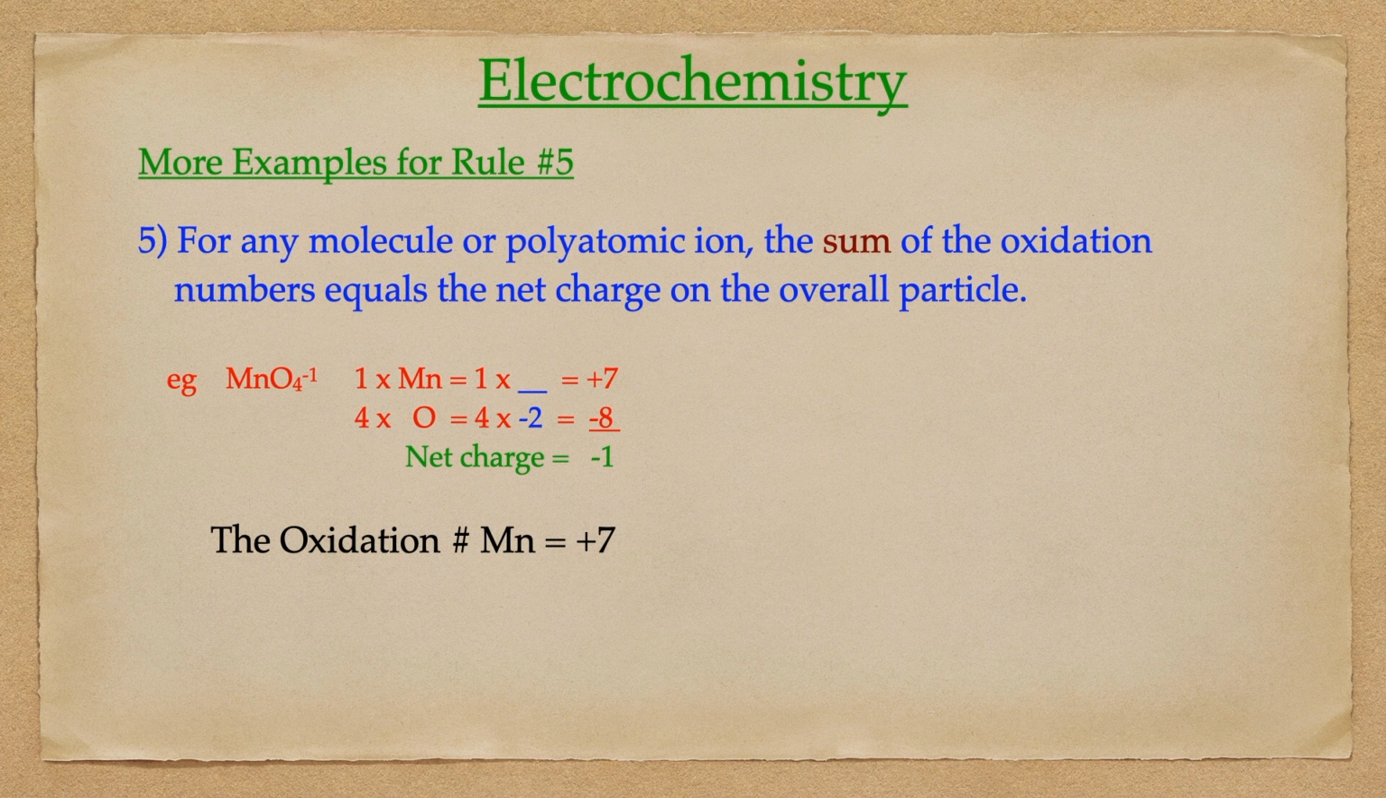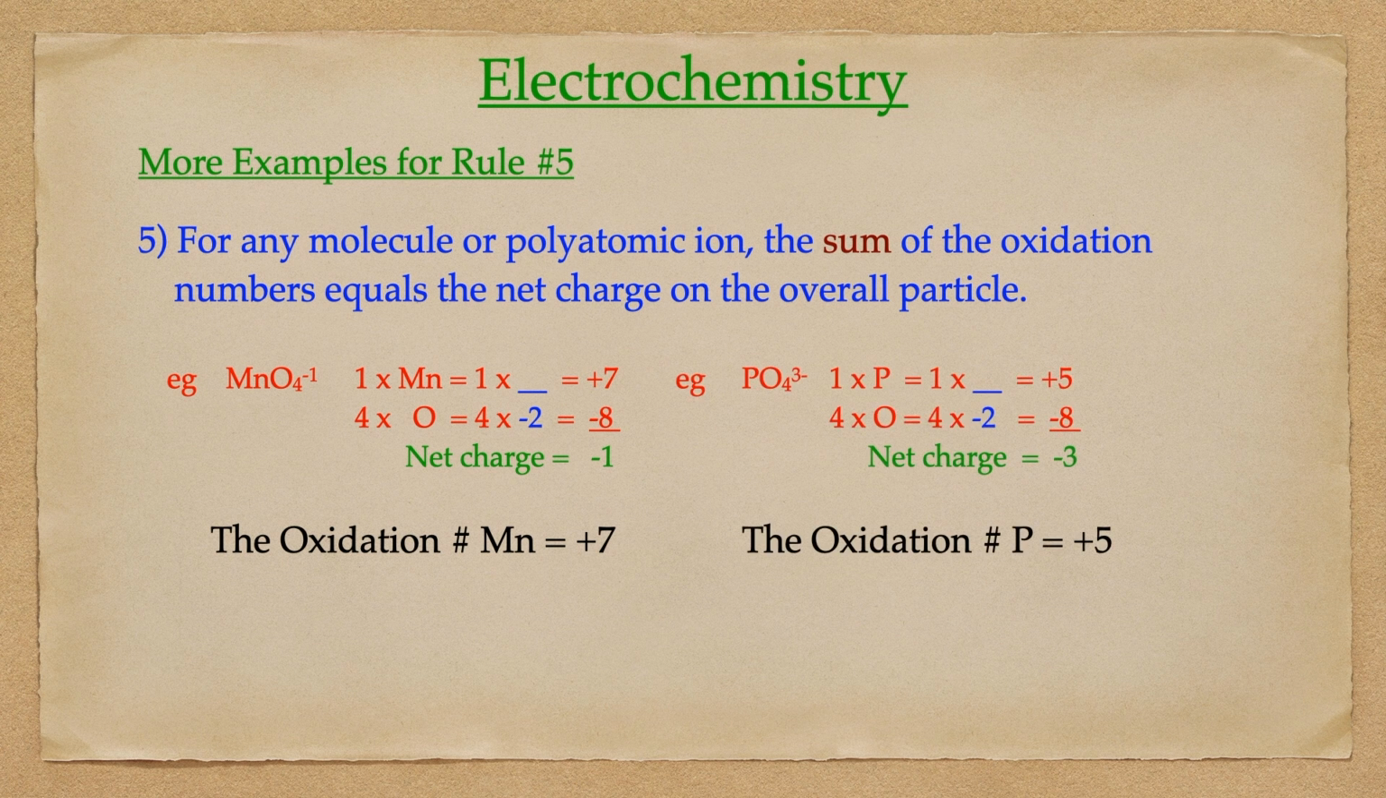Here are a couple more examples for rule number 5. For any molecule or polyatomic ion, the sum of the oxidation numbers equals the net charge on the overall particle. Here we have permanganate, MnO4 minus 1. 4 oxygens, each a minus 2, adds up to minus 8. Net charge is negative 1, therefore the manganese in permanganate must be a plus 7. For phosphate, 4 oxygens times minus 2 equals minus 8. The overall charge on phosphate, of course, is minus 3. Therefore, the phosphorus in this state must be a plus 5.